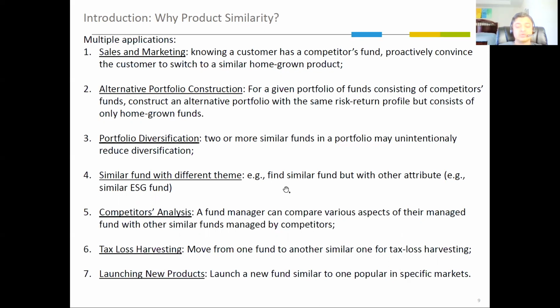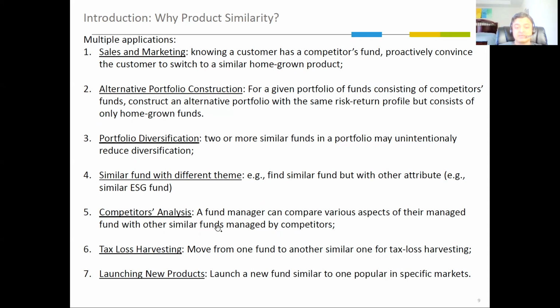You can also run this product similarity tool to identify a fund similar to a chosen one, but with some specific theme. For example, you have a specific mutual fund in your portfolio, but now you want to replace it with a similar ESG fund. ESG is very popular these days. So you can run this tool and identify a similar ESG fund or any other thematic fund.